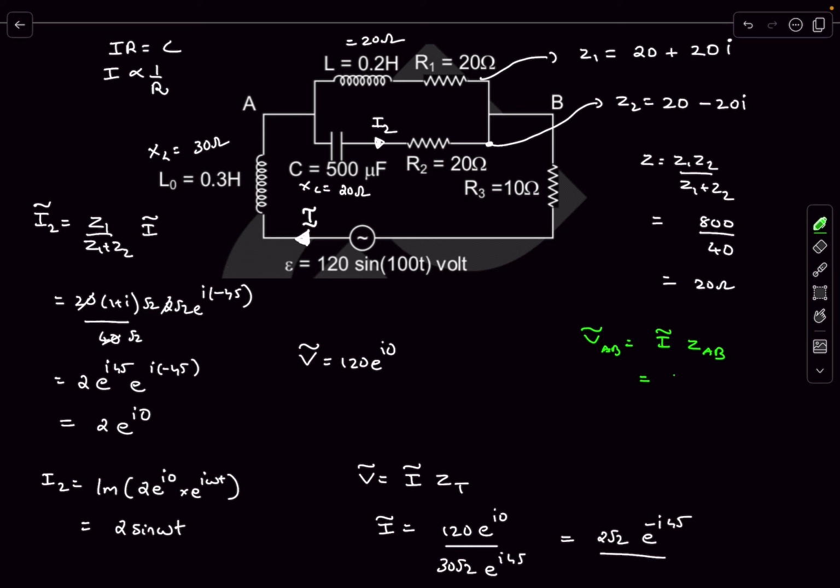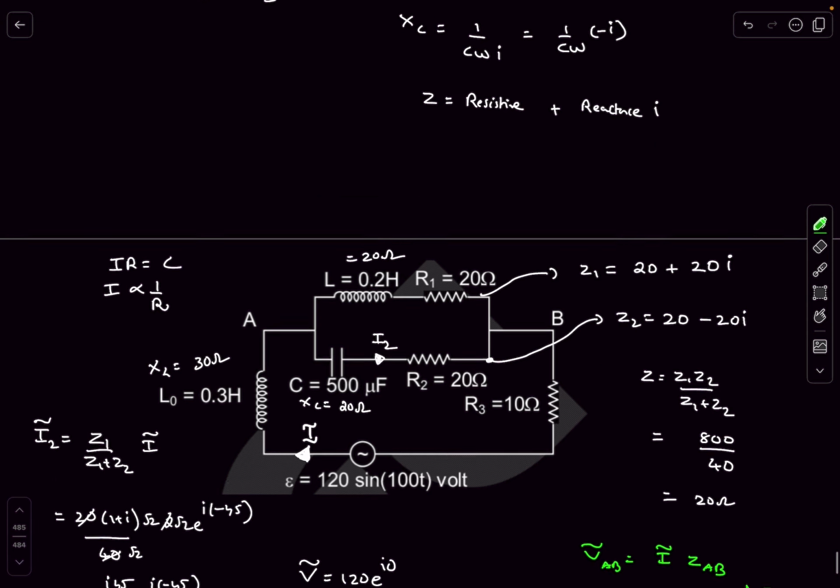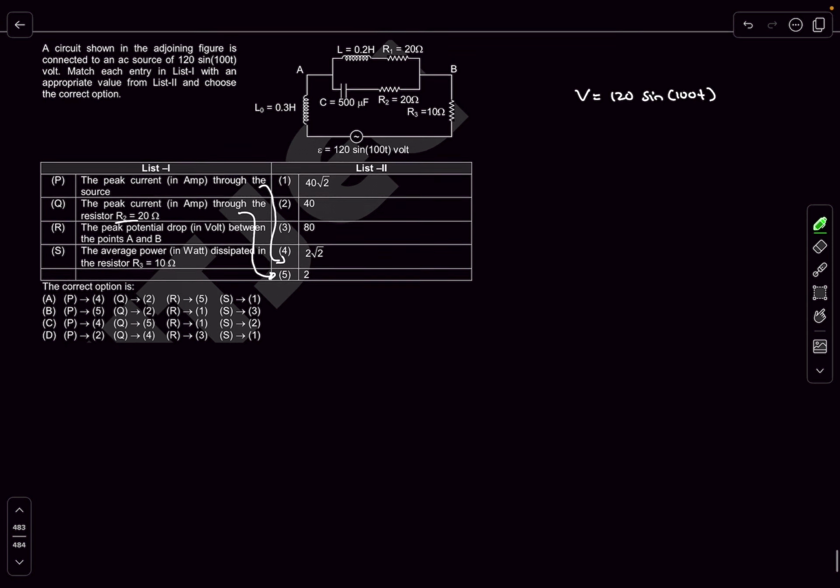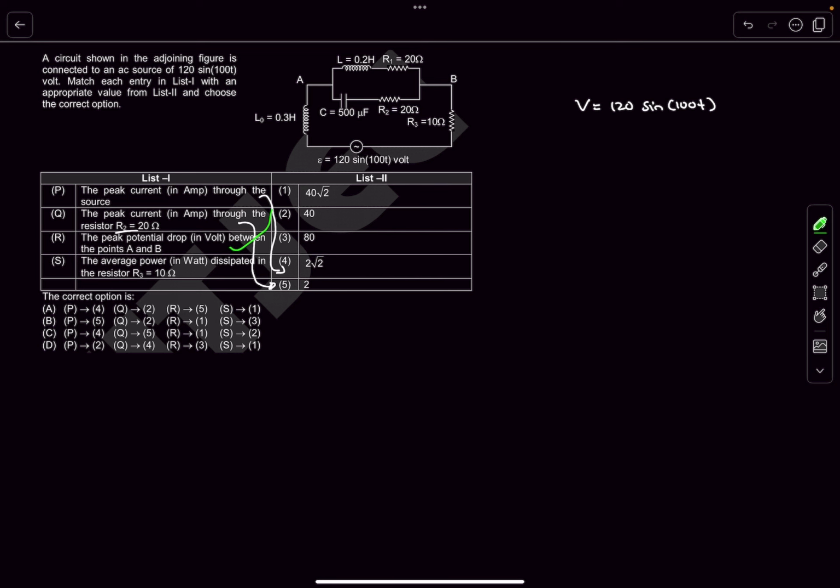So if you multiply it with the current, it will come out to be 40 root 2 e to the power minus iota 45. So now if you convert it into the sinusoid, it will be 40 root 2 sine of omega t minus 45. So VAB comes out, the peak value comes out to be 40 root 2. So R matches with 1.